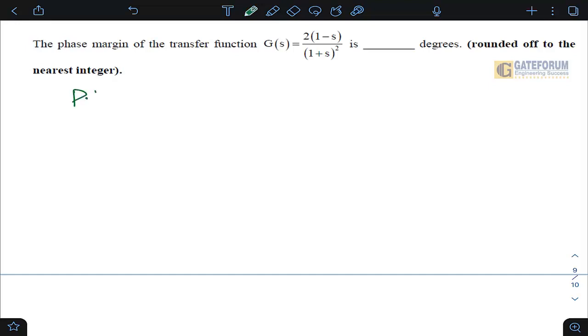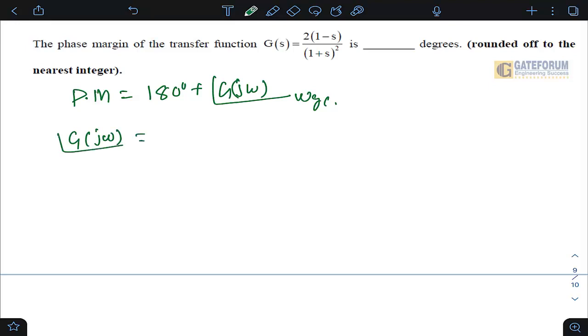So based on the given transfer function, we have to find the corresponding phase margin. Phase margin is given by the formula 180 degrees plus the phase of the transfer function at a frequency called the gain crossover frequency. So we have to first find the gain crossover frequency, and then we'll find the phase angle of this transfer function. So let us find the phase angle.